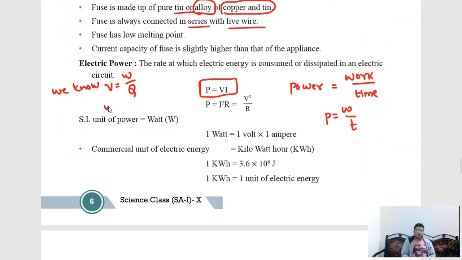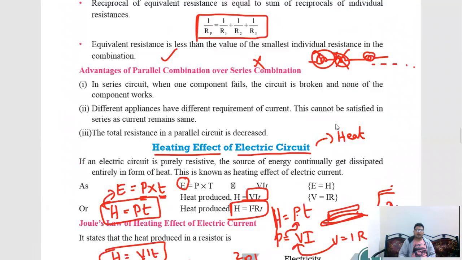From this, what is W? W is equal to, send that Q to that side, it will become V into Q. Now, instead of W, what can you write? V into Q by the denominator T. Isn't it? Now, what is the current formula?